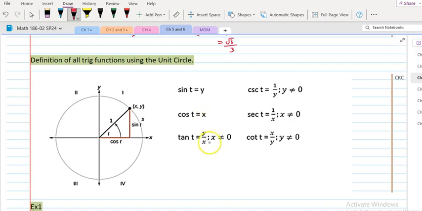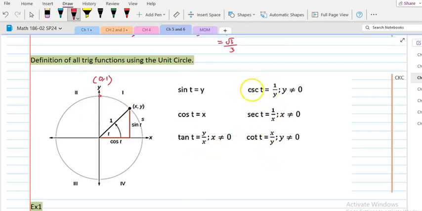You can have any number. But if I'm dividing, I want to make sure that x is not equal to 0. When is x 0? Here. At this point, x is 0, because I would read out this point as (0, 1). So if you divide 1 over 0, that is undefined. So tangent of 90 degrees is undefined.